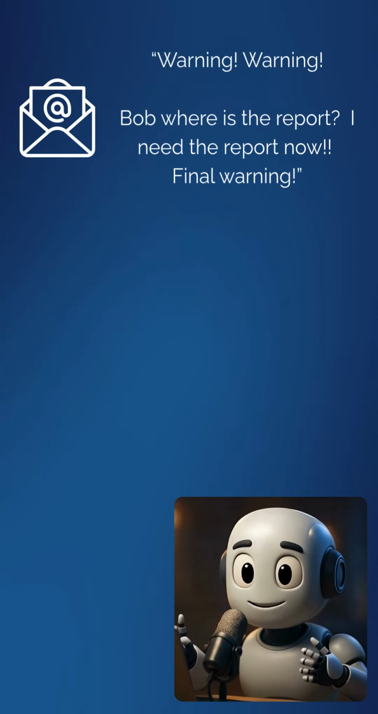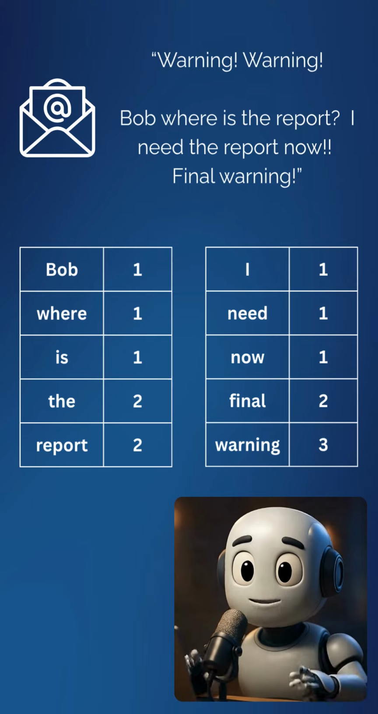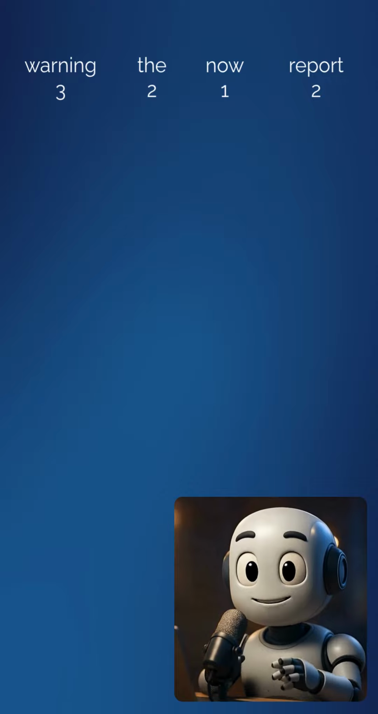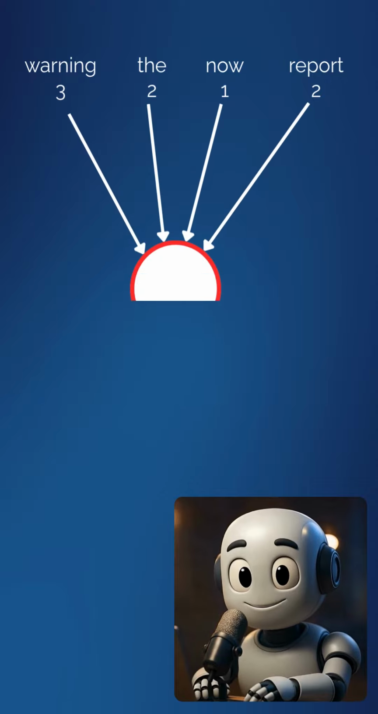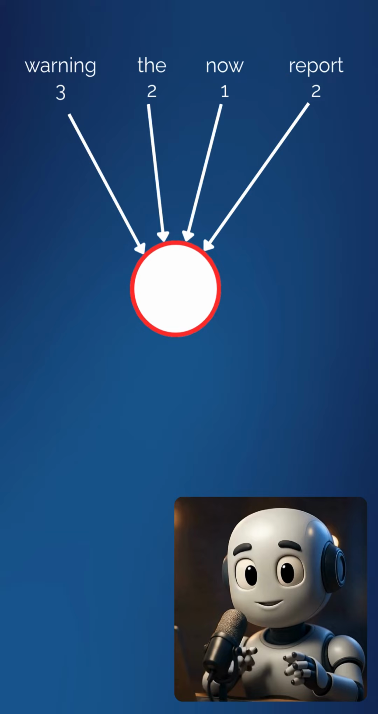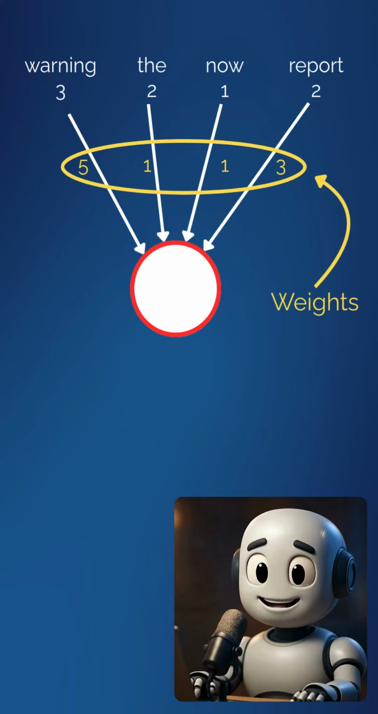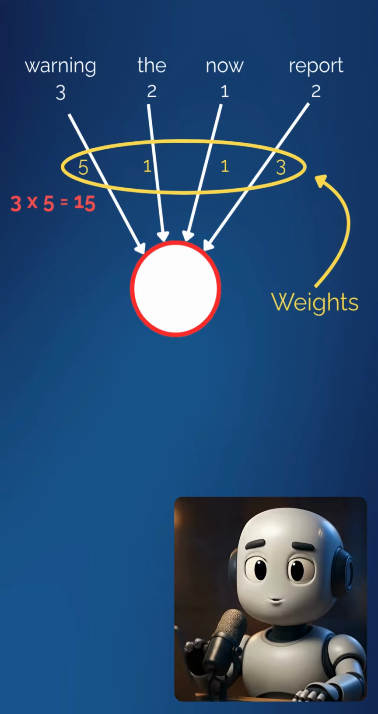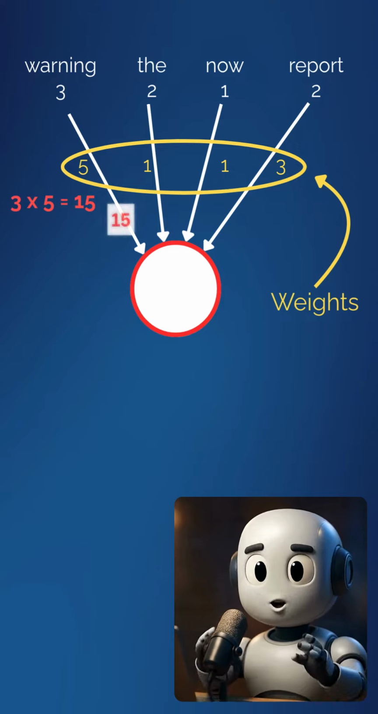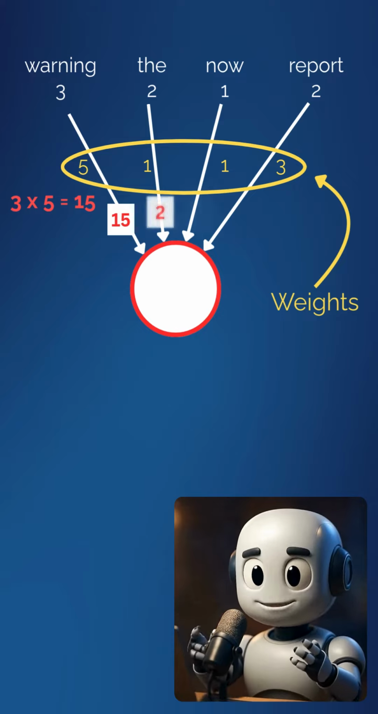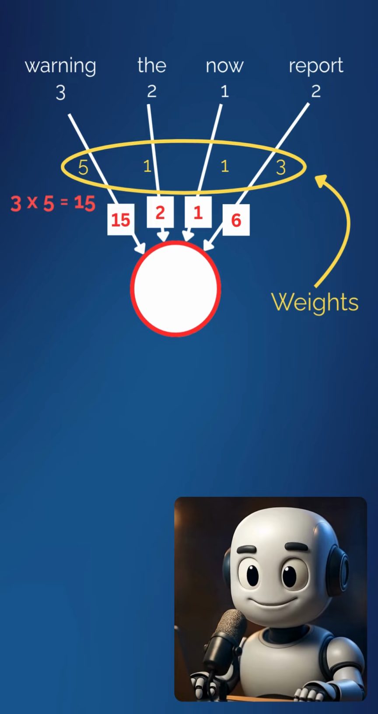When we get an email, we're just going to count the number of times each word occurs. These counts will be the input to our neuron. And for each input, for each word, we have a weight associated with it, and the weight will be multiplied by the counts. So if we saw the word warning 3 times, and the weight was 5, then the input to our neuron for the word warning will be 3 times 5, which is 15.